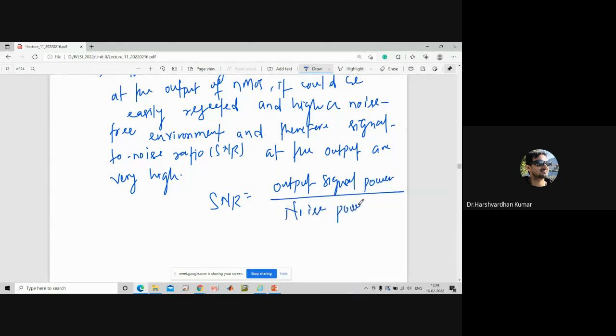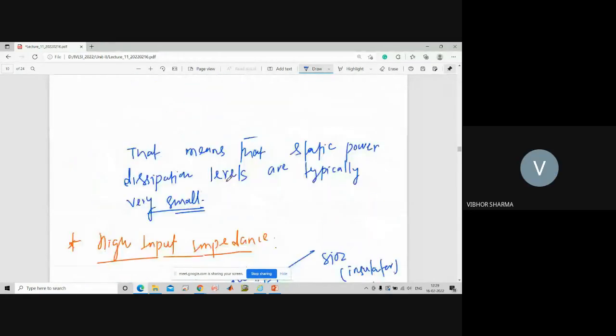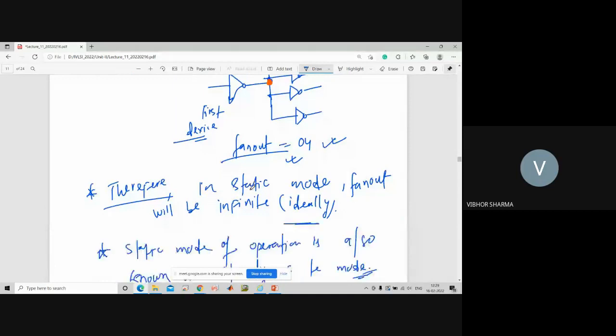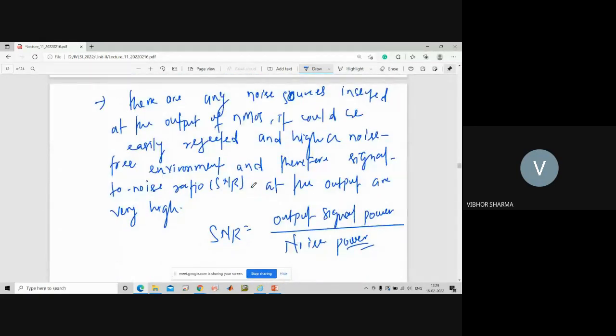Noise power. Okay. Now, what will happen in that case? Now we will talk about another parameter, another characteristic, that is ratio-less. Sir, how would low output impedance mean that the device is less susceptible to noise? Because when the output impedance is low, it means that you will get the high logic at the output, right?